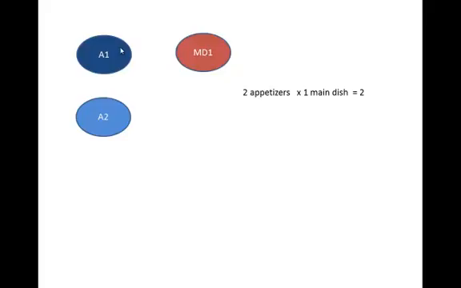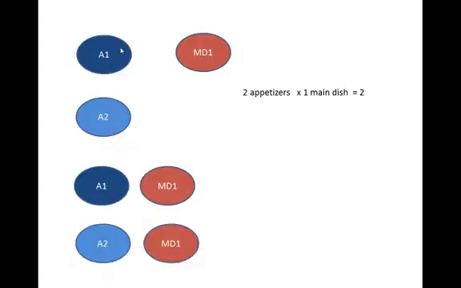All right, so let's say, for example, you have 2 appetizers and 1 main dish. So we say 2 times 1, we say there's 2 combinations. So it would be appetizer 1 and the main dish 1, and then you'd have appetizer 2 and the main dish 2. And those are two different combinations you can have.